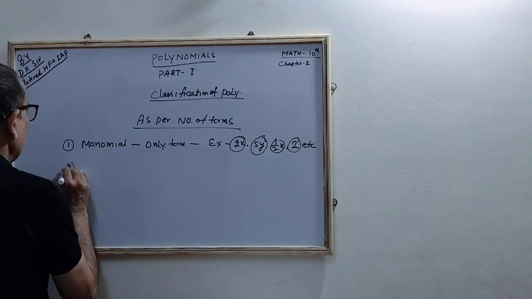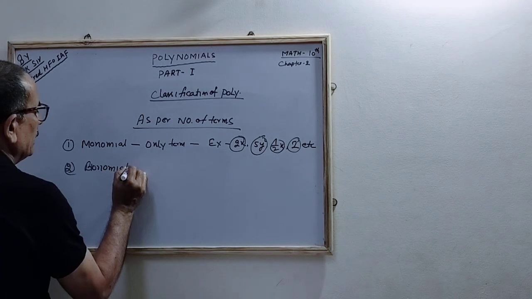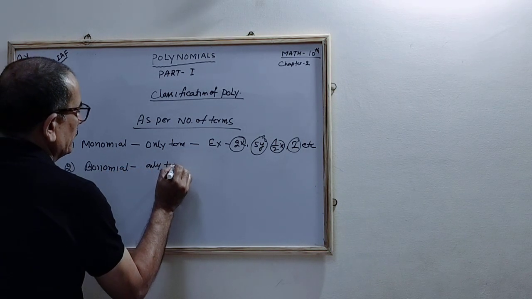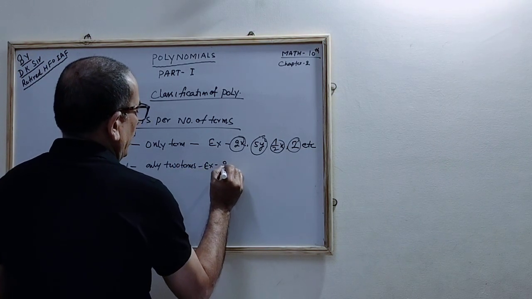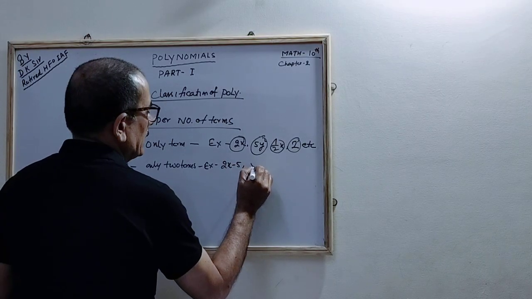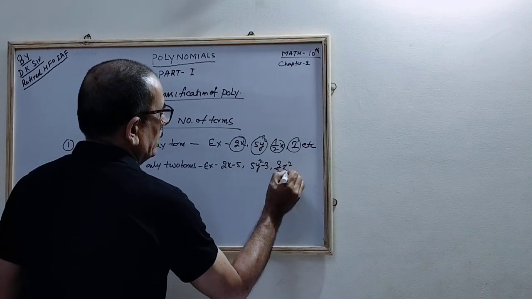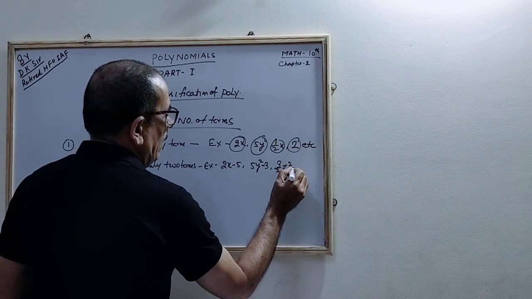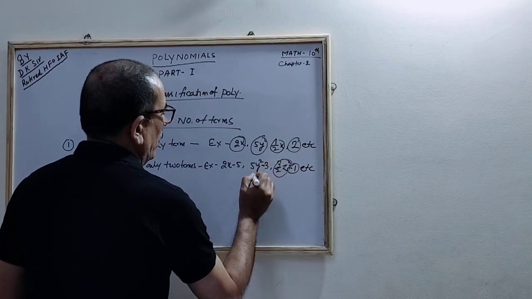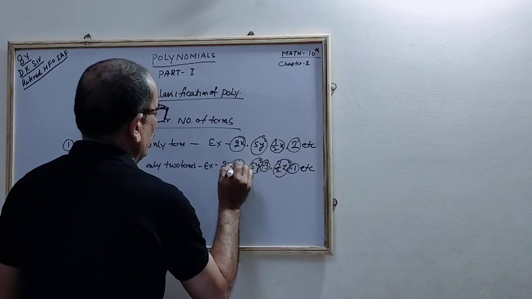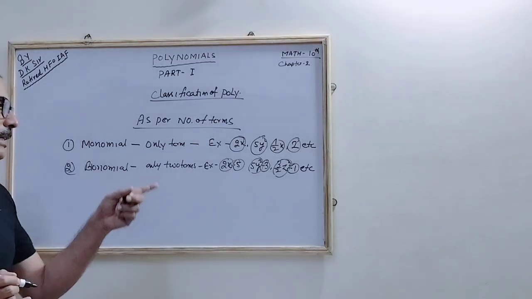The second is a binomial. Binomial means two terms are there, correct? For example, you can see 2x minus 5, or 5y square minus 3, or 3 by 2 z square minus 1. These are all examples where we find that two terms are there. So this is called the binomial because it has got two terms.